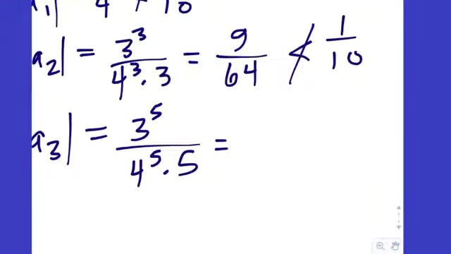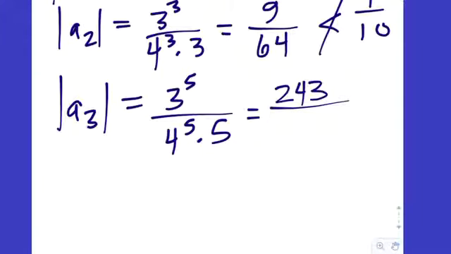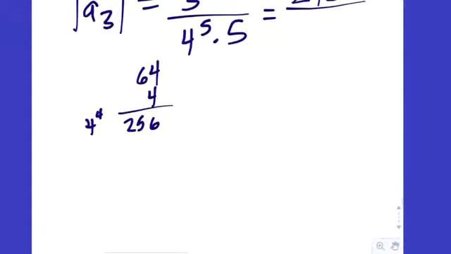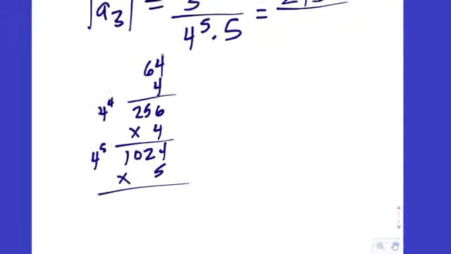3 to the 4th is 81. 81 times 3 is 243. All over 4 to the 5th, let's see, 4 to the 3rd is 64. So 64 times 4 is going to be 256. That's going to be 4 to the 4th. And then times another 4. We're doing old school math here, right? That's going to be 1,024. So that's 4 to the 5th. And now multiply that by 5.